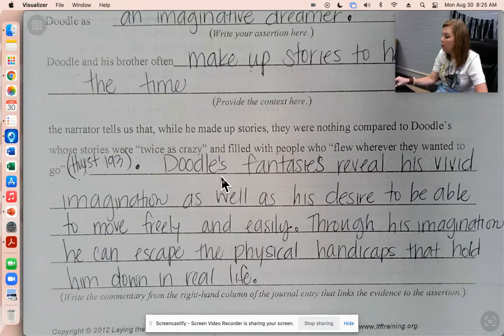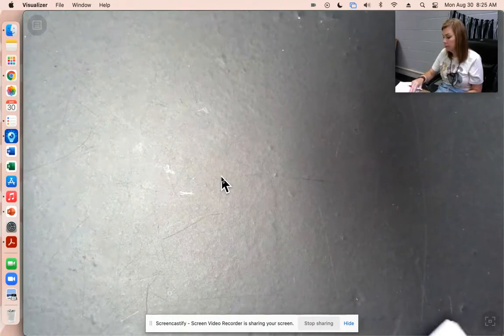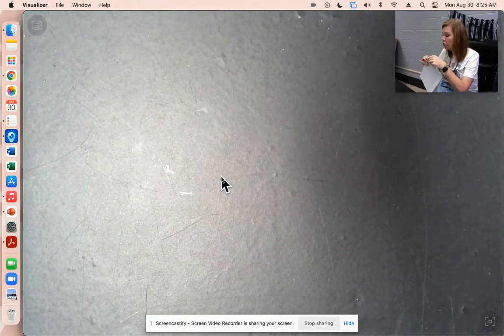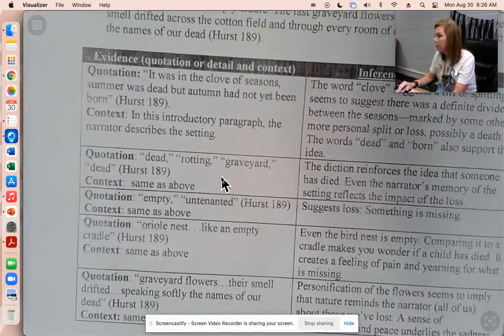And when you're finished with that, you're going to flip that page over. I'm going to get you started on this one, and then I'm going to let you kind of work, and then we're going to go over it.